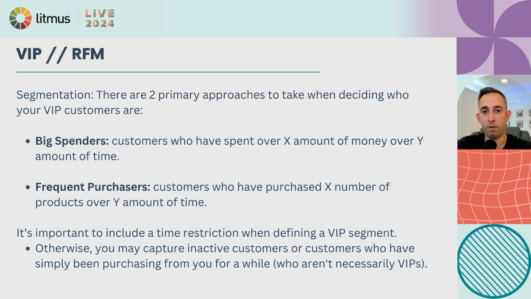Frequent purchasers, however, are people that maybe didn't spend a specific dollar amount, but have purchased a specific number of times. So maybe your average customer buys 2 times every 90 days. These customers have bought 3, 4, 5 times, etc. And you want to include a restriction of time when you do these, because otherwise you might end up with people from 5 years ago or 2 years ago. You want to focus on the recency. That way you're not hitting inactive customers or people that aren't VIPs.